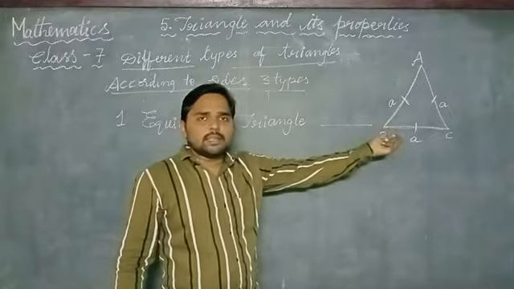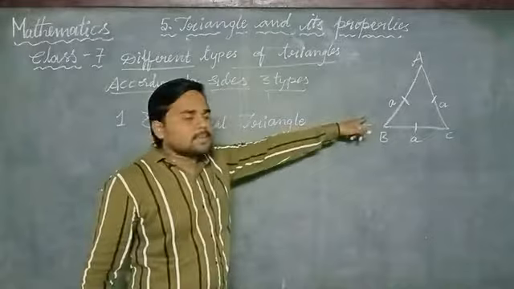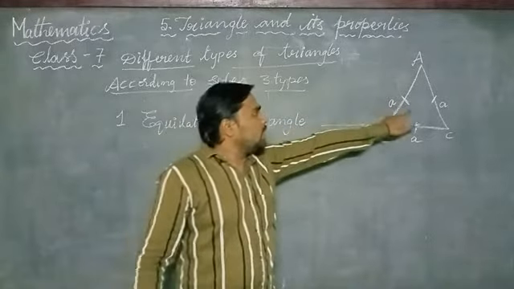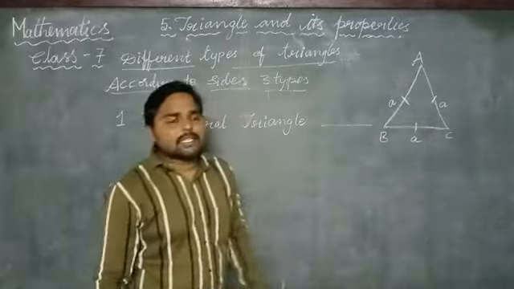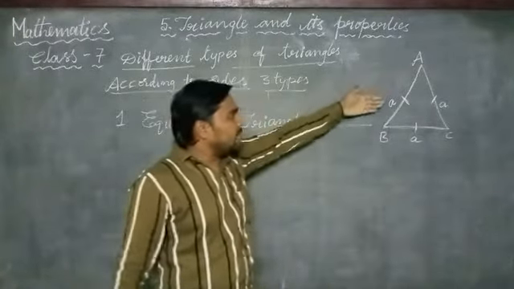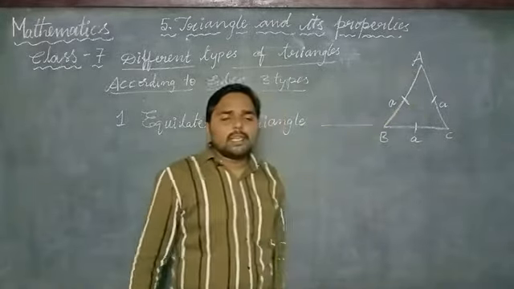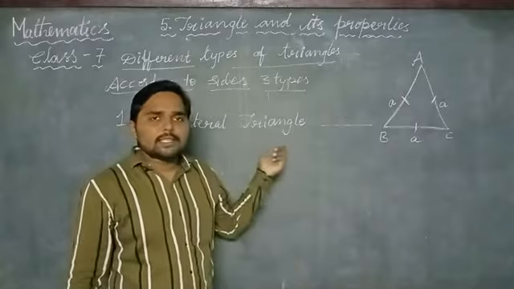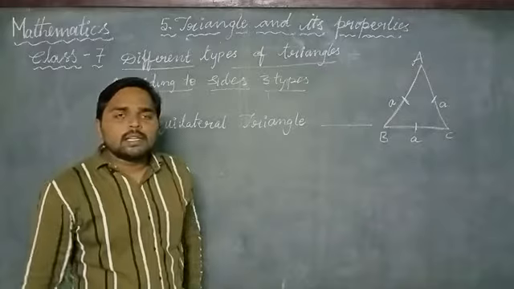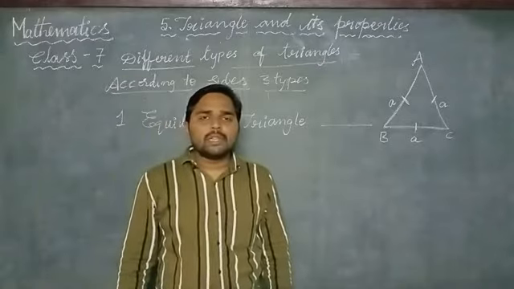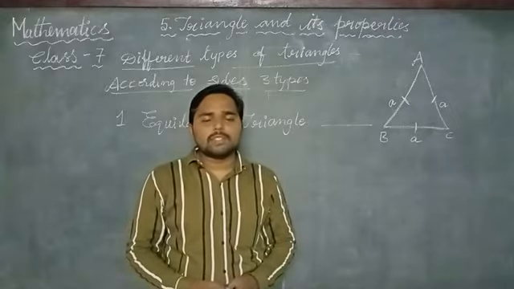Why is it an equilateral triangle? Because it has equal lengths. The length is a centimeters. Here the length is a units, and here also the length is a units. The length of line segment AB is a, BC equals a, and AC equals a. That's why, based on the sides, the first type of triangle is the equilateral triangle. An equilateral triangle means the triangle having all equal lengths of sides.